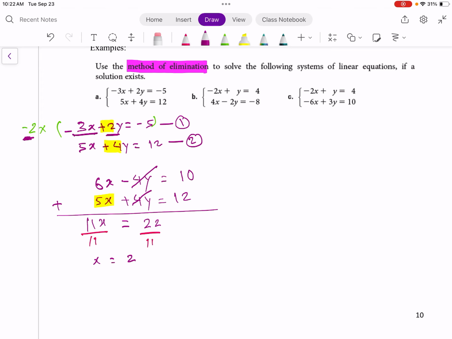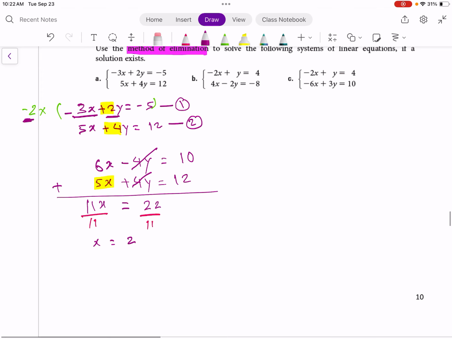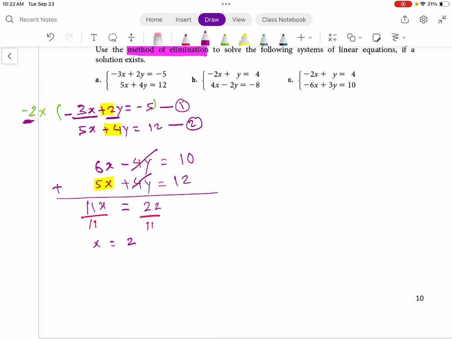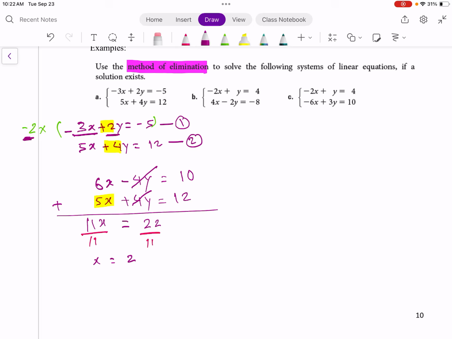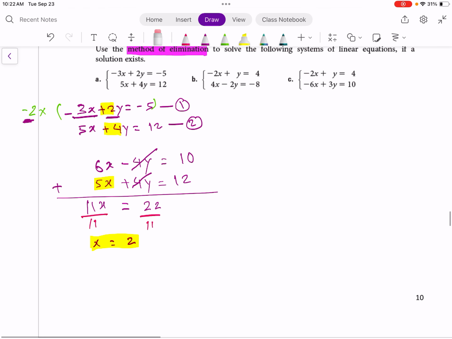Now we know what x equals. Next we need to find the value of y. Now how can we find the value of y? In order to find the value of y, you substitute x equals 2 in one of these equations. You can pick equation 1 or equation 2. It does not matter. You will get the same value for y. So let's substitute x equals 2 in our equation 1, or you can pick 2.